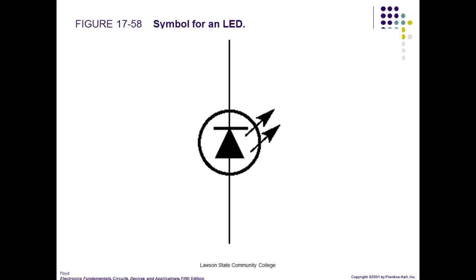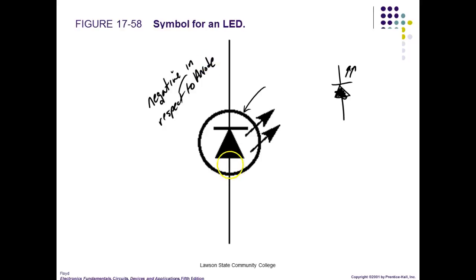This is the symbol of an LED. Now, normally, the circle is rounded, this is part of the symbol. But 99.9% of the time, they're not going to draw the circle. In fact, I've seen them draw it without the lines. But this should be the symbol that you see most often. Now, these guys, to make them work, they have to be forward biased, which means we have to make the cathode negative in respect to the anode, or we can make the anode positive in respect to the cathode.